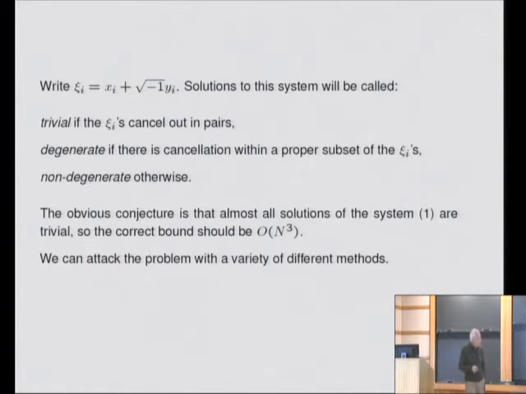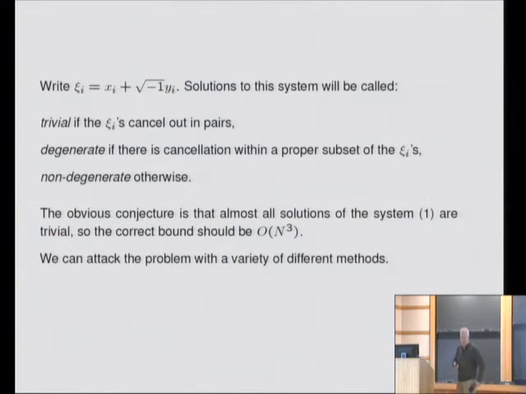So if you write the solution as Gaussian integers, well, xi1 plus xi2 may cancel out, or xi1 may be equal to xi4, and so on. So if there is a cancellation in the equation for a proper subset, you call it degenerate, and otherwise it's non-degenerate. And counting the degenerate solutions is no problem. The obvious conjecture is that usually the solutions will be trivial, so everything cancels out. And the correct bound should be n cubed. And that is still open, by the way.